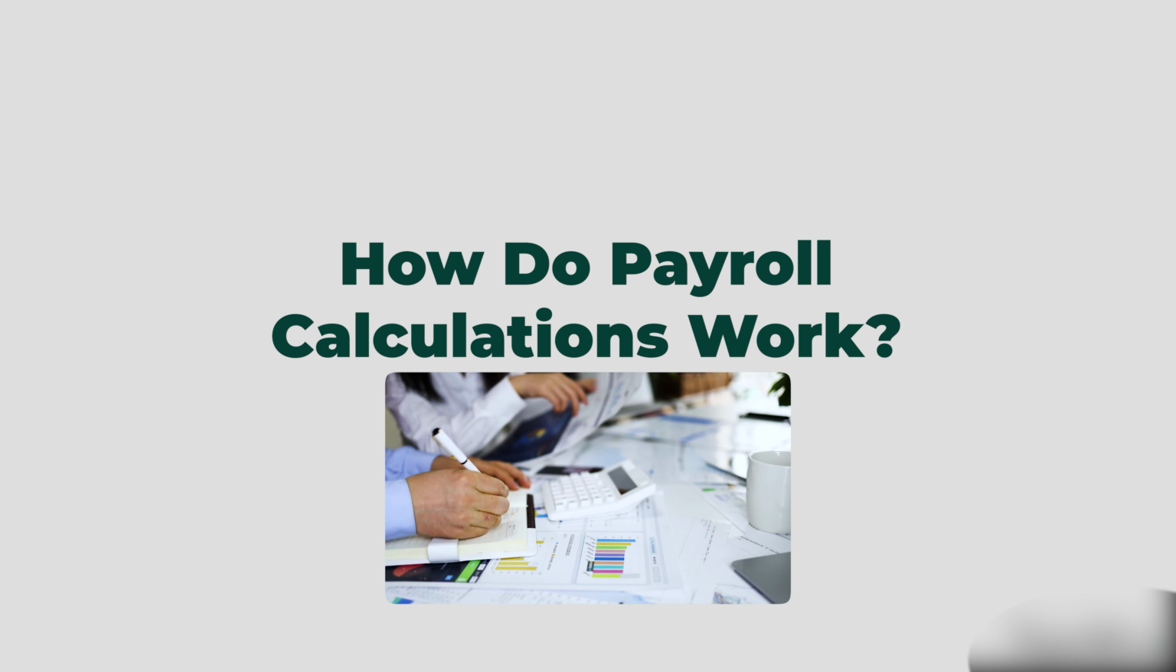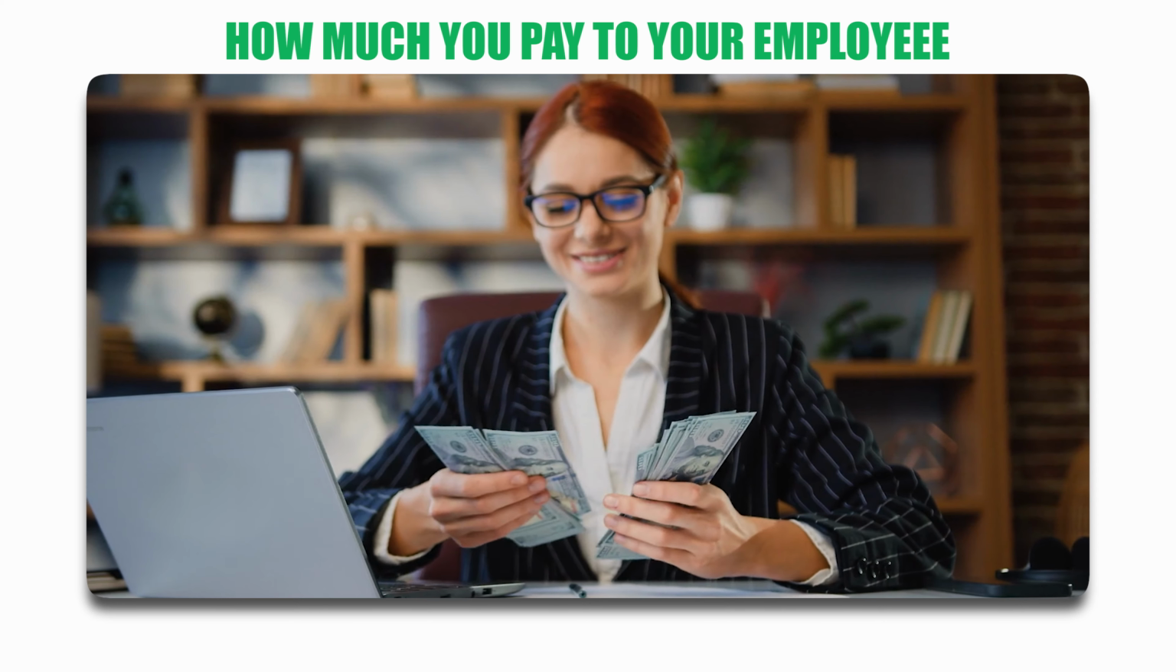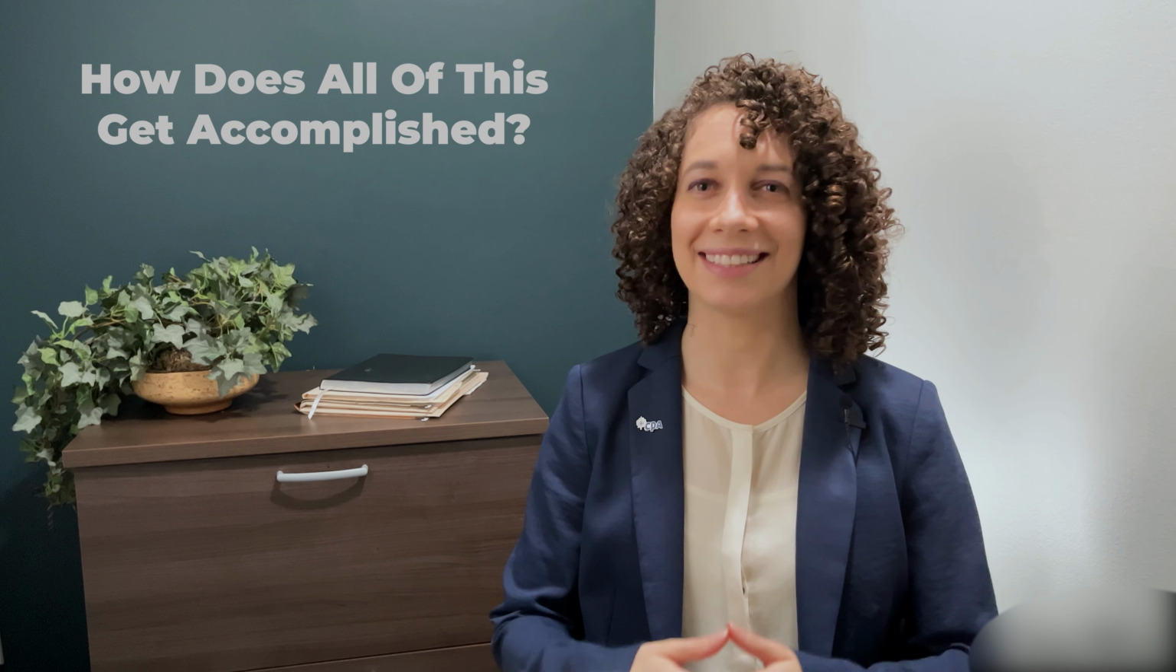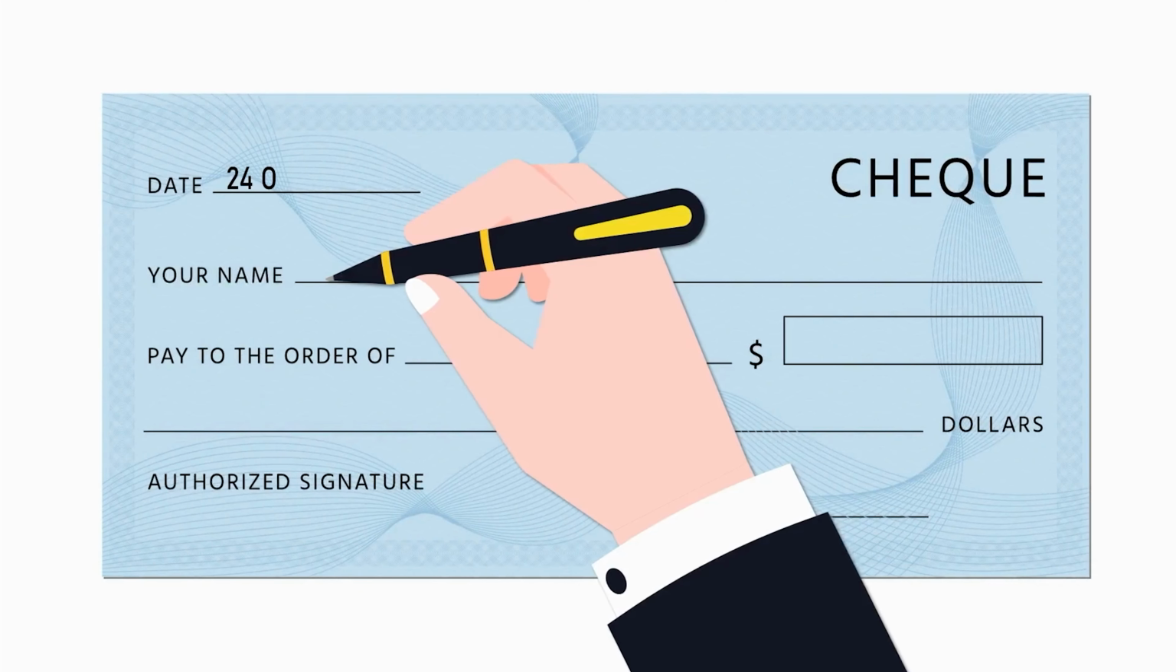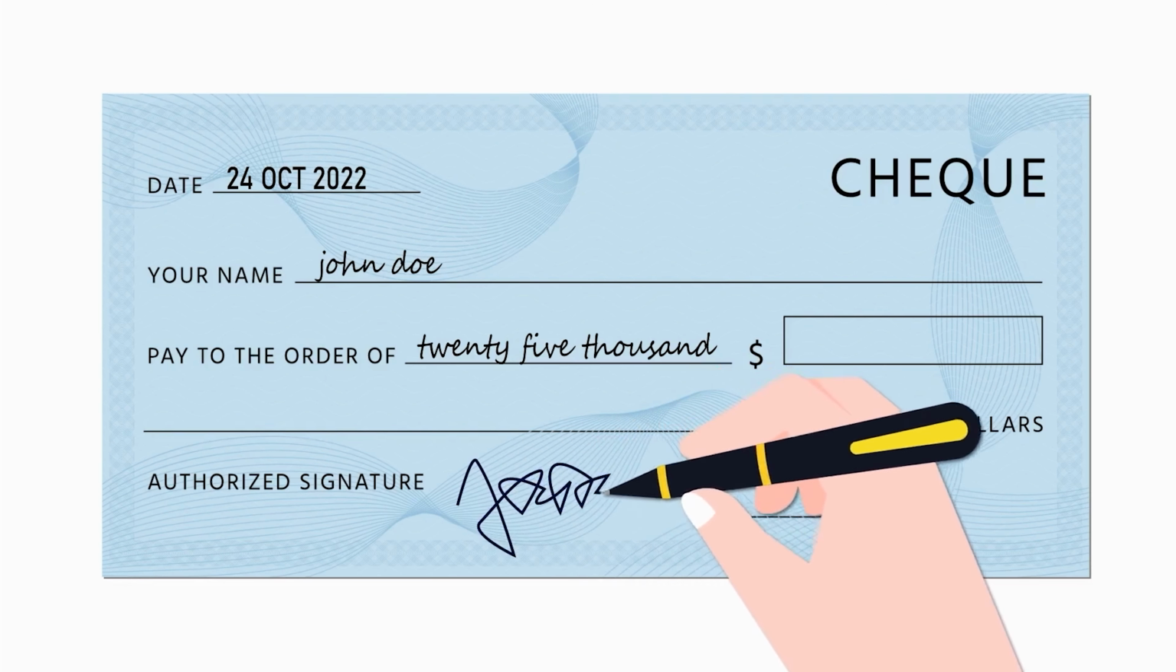How do payroll calculations work? Did you know that the payroll withholding tax calculations will impact how much you pay your employee? This is because EI and CPP have both an employer and an employee portion, while income tax component is paid exclusively by your employee. Now, how does all of this get accomplished? Many of these tax components are withheld from your employee's paycheck. This reduces the amount that you pay them.